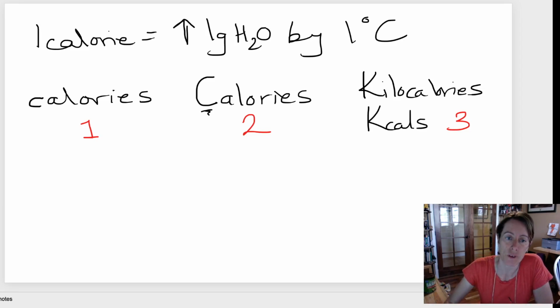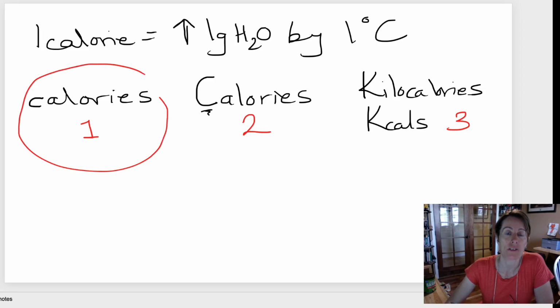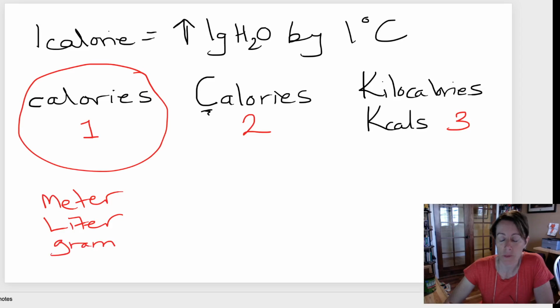All right, so first of all, the actual official metric unit for measuring this is the little c calorie. So this is our official unit. It's official in the way that we have the meter for distance, the liter for volume, and the gram for mass, which we talked about earlier on when we introduced metric units in this class. The calorie is another unit, and it's for measuring energy. Meter, liter, gram, calorie. So it's a metric unit.